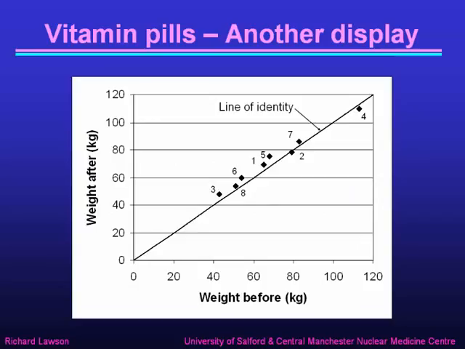We've put the weight after on the vertical axis and the weight before on the horizontal axis. So the solid line at 45 degrees, the line of identity, would be where weight before and weight after were exactly equal. And by putting a dot for every patient corresponding to weight before and weight after, you can see that actually most of them are slightly above the line, which means that the weight after was a little bit more than the weight before. So that's another way of displaying our data.